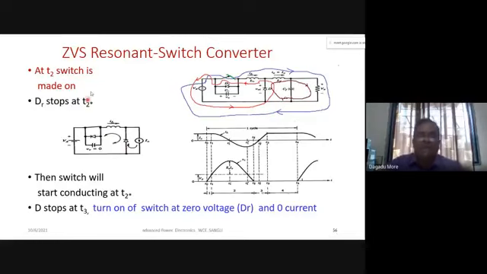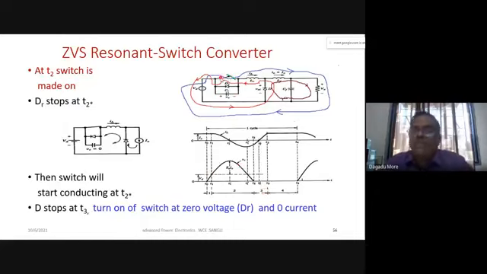So this is our equivalent circuit. We have turned the switch on at T2 when the voltage across the capacitor becomes zero. At that instant we turn on the switch, so turn on of the switch is at zero voltage. But at T2 we have seen that our current is negative, and that negative current will be flowing through the diode, and the voltage across the switch is 0.7 volt when we turn on the switch. So turn on of the switch is at zero voltage.